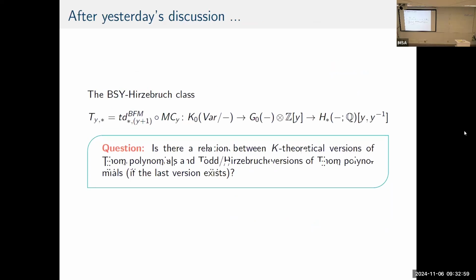Okay, so now I put these slides after the discussion yesterday, because now I had this question. The Hirzebruch class for singular varieties can be defined as this composition of transformations. This is the question that Richard was discussing yesterday, and this would really involve the one that I wrote today. This is a modification, but do the Todd classes really appear in the construction of this Todd modification? There is a kind of relation between the K-theoretical versions of Thom polynomials and Todd and Hirzebruch versions, if they exist.